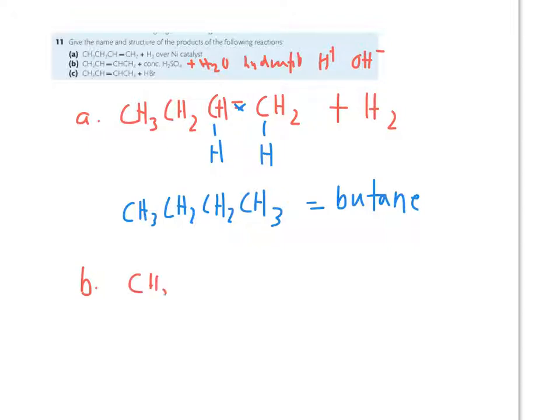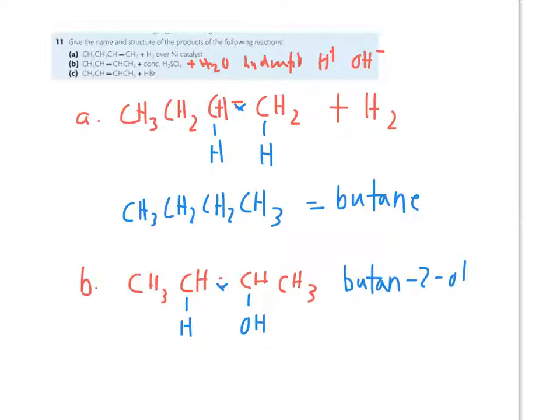I've got CH3, CH with my double bond here, CH, CH3. And again, one of these bonds breaks open, and I put an H here and an OH here. And when I look at this, this is now an alcohol, it's butanol. And even though I put the OH on what appears to be the 3rd carbon, I would call this 2-butanol, or as IB likes to write it, they would write butan-2-ol, but you still pronounce it 2-butanol.